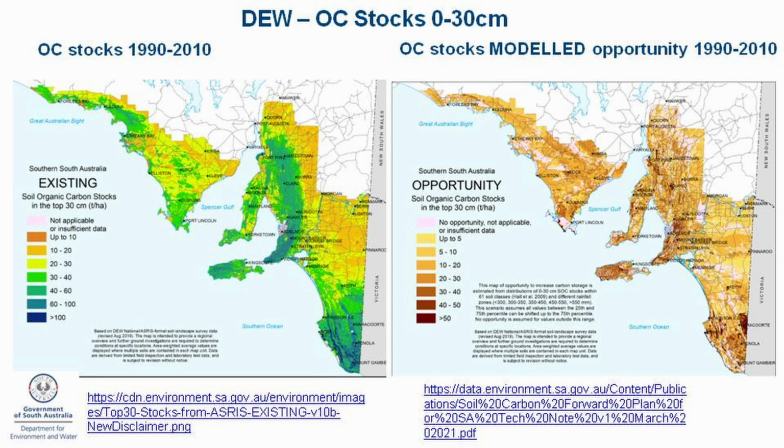Craig Liddicoat from the Department of Environment and Water created some carbon stock maps. So this is based on all of the soil information from the 1990s and 2010 that Dave Maschmedt had done. The green map shows what the carbon stock is in 0 to 30. The brown map up there shows a modelled opportunity.